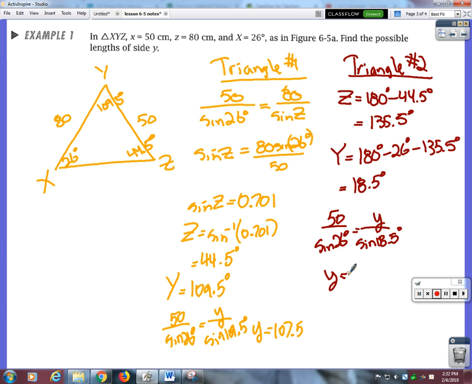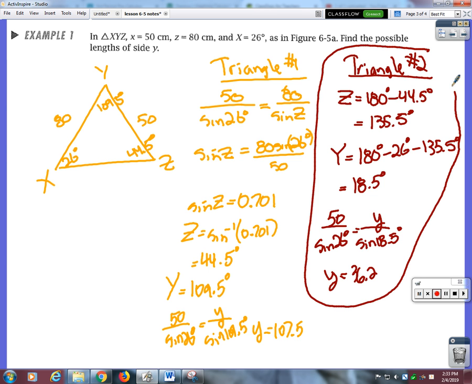What'd you get, Claire? 36.2. And we confirm that independently? Okay. Okay, so this piece right here is the only thing that is different. And it's much easier than the first one, right? Because you just get the first two angles, boom, boom, and then once you get those, you just use the law of sines to find the other one.